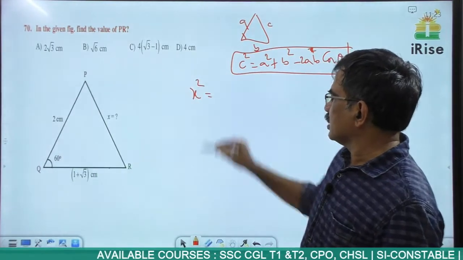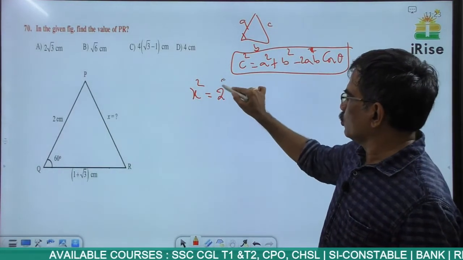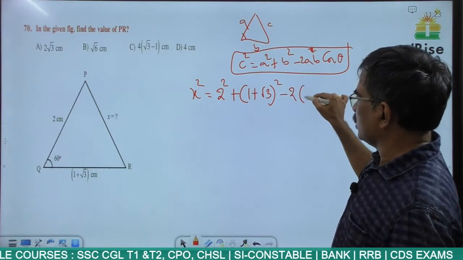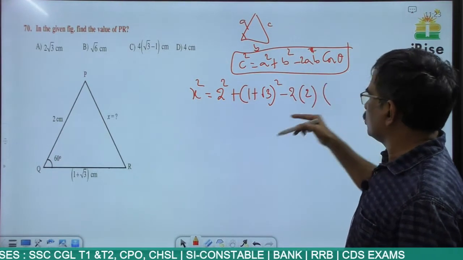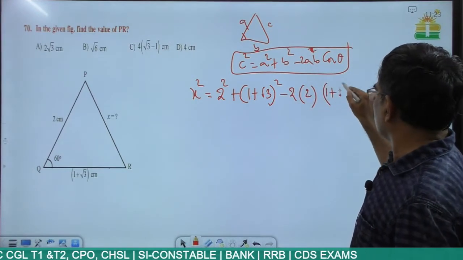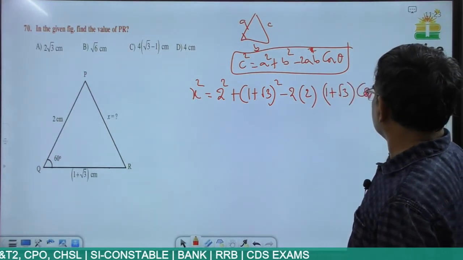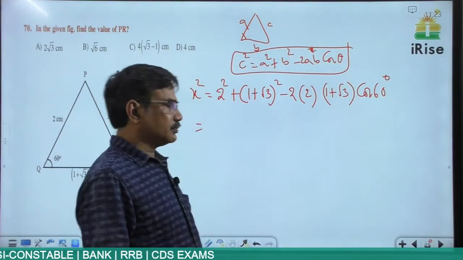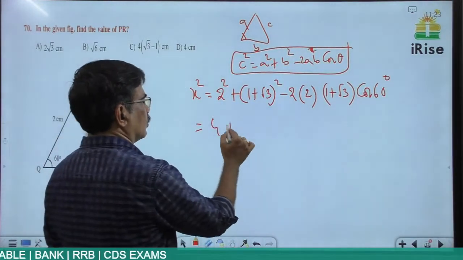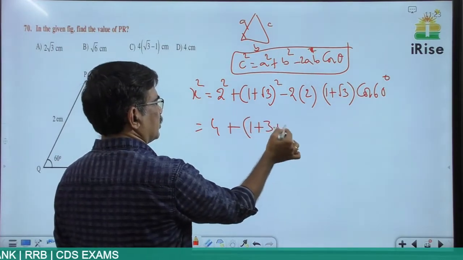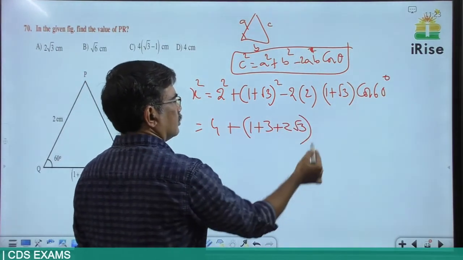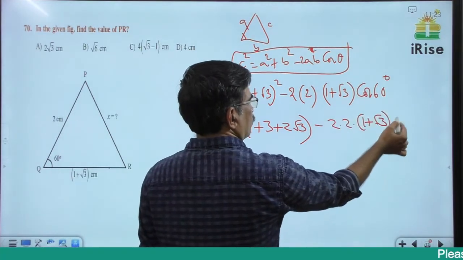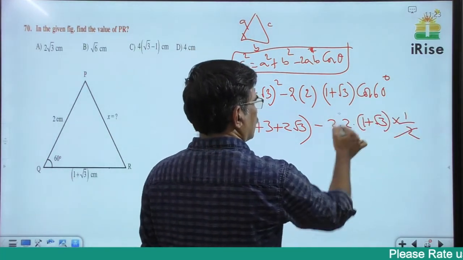x square is equal to 2 square plus (1 plus root 3) whole square minus 2 into 2 into (1 plus root 3) into cos 60 degrees. What we get here? 4 plus 1 plus 3 plus 2 root 3 minus 2 into 2 into (1 plus root 3) into cos 60, which is 1 by 2. 2 cancel.